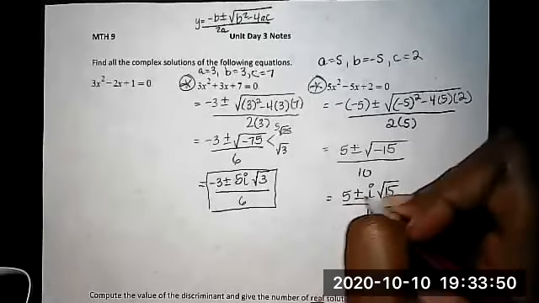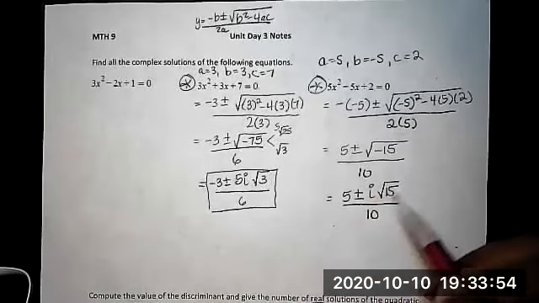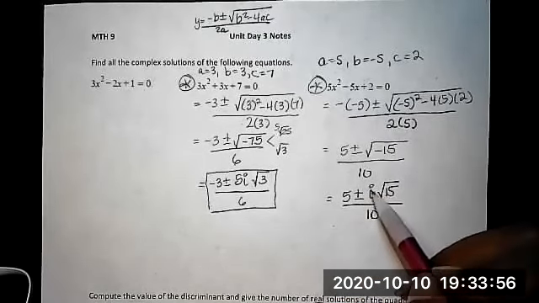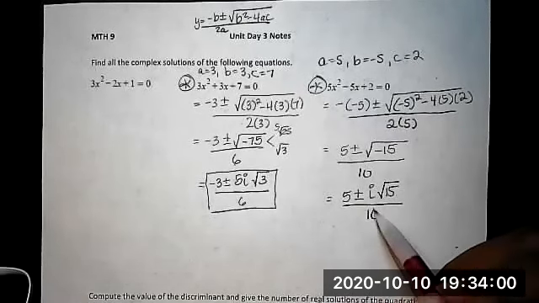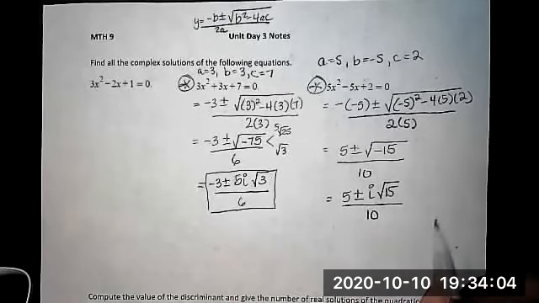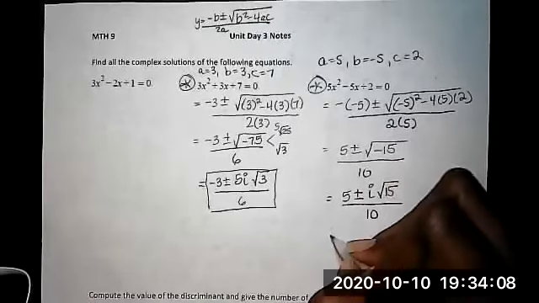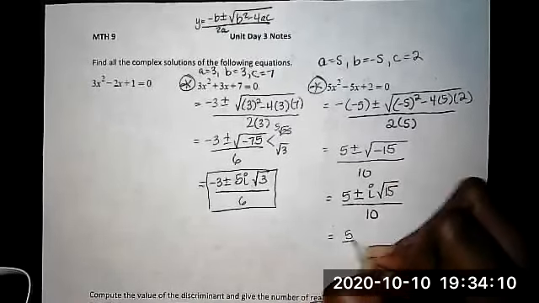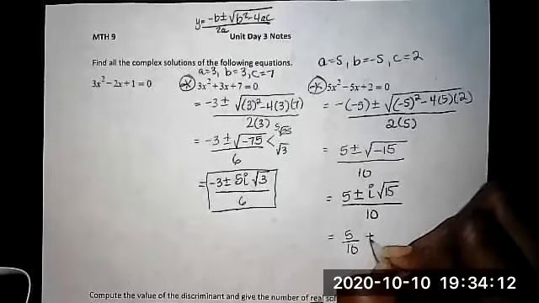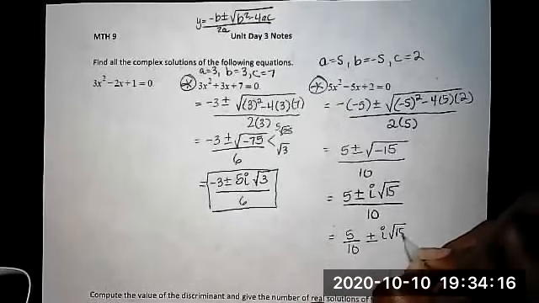So this is really our answer. We cannot simplify these three. Why? Because this is inside the square root. There's nothing here but 1, basically, 1i. So none of these can simplify, really. But if you did want to break this down a little bit more, you could do this: 5 over 10 plus or minus i square root of 15 over 10.